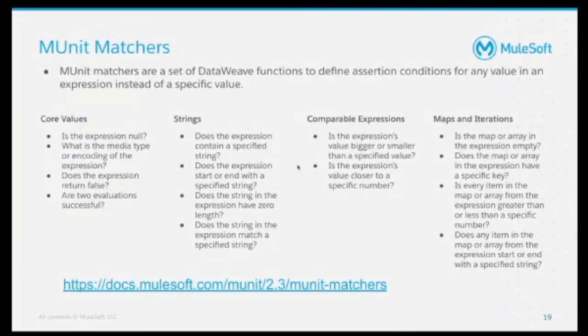You can check if the value of a string is this, if the length of the string is this, you can do all sorts of comparison. You can do iterations. You can check if the value is bigger than that, smaller than that. Basically, these are inbuilt functions that MUnit provides in Studio to do comparisons.